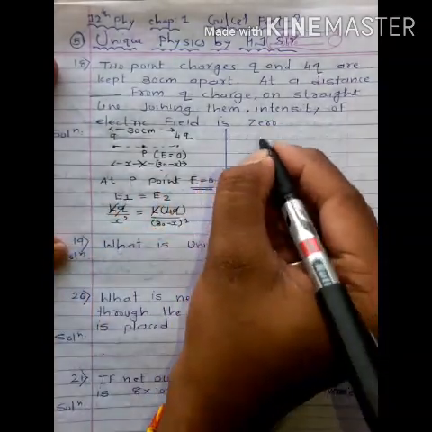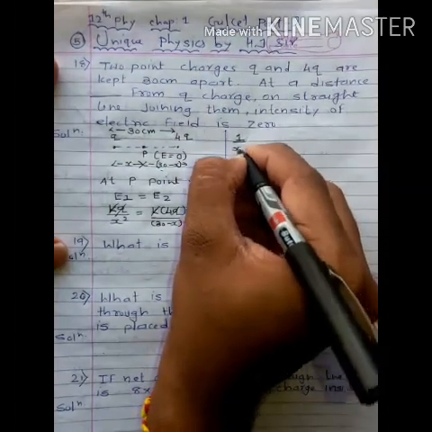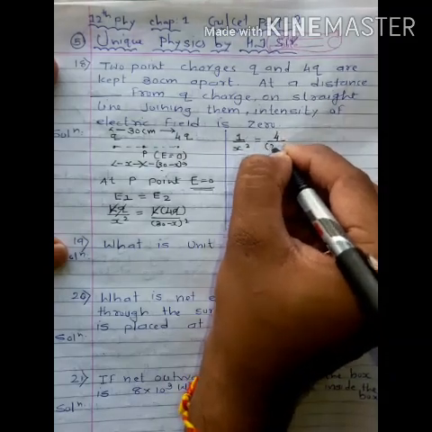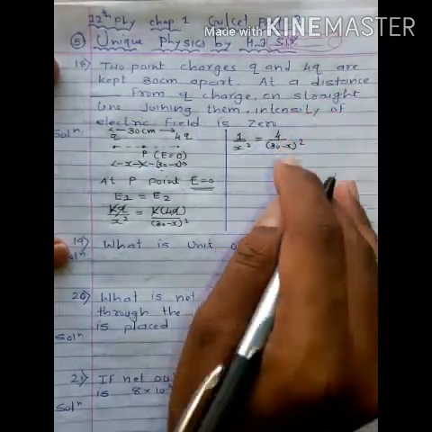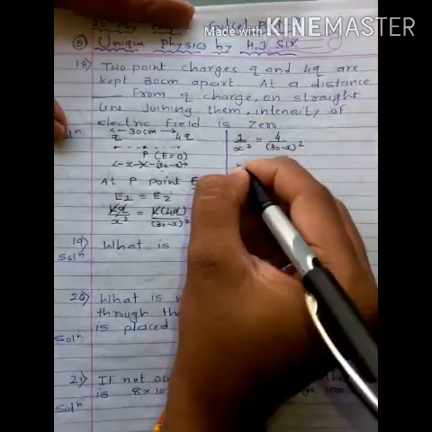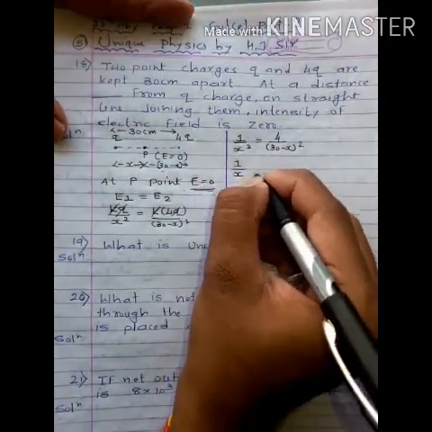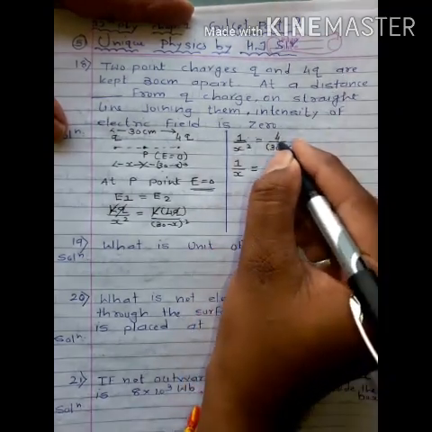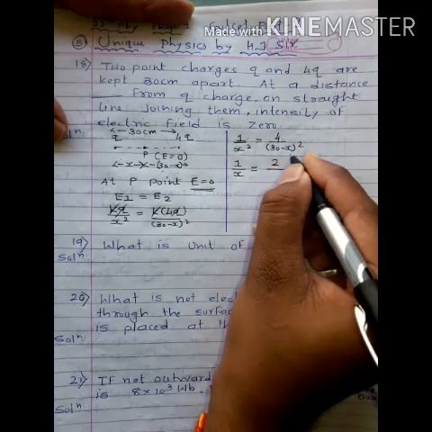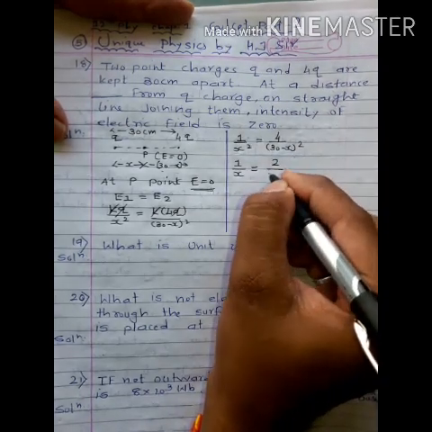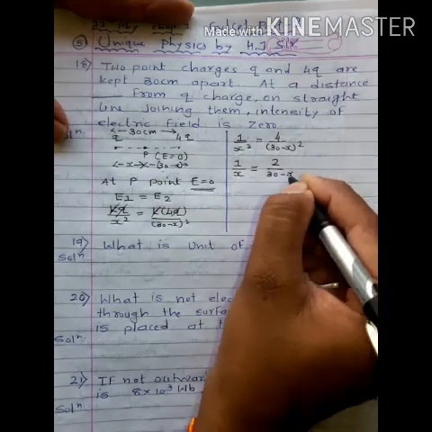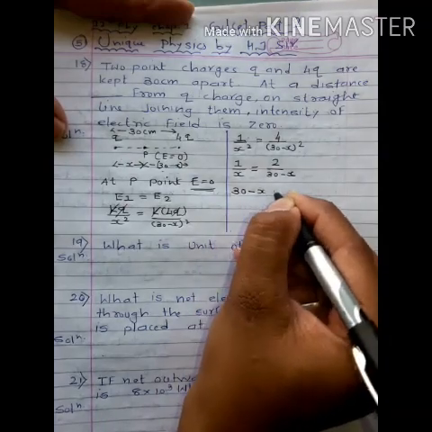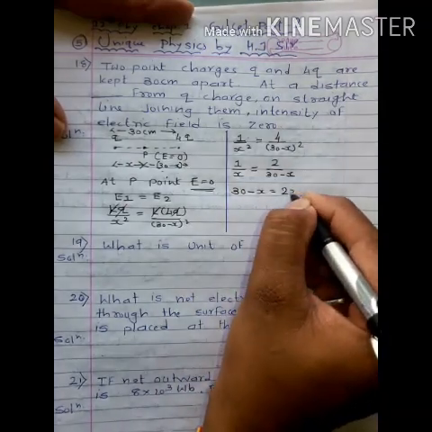So our remaining term is 1 upon x square is equal to 4 upon (30 minus x) square. Taking the square root of this equation, we have 1 upon x is equal to, square root of x square means x, square root of 4 is equal to 2 upon 30 minus x. So the square root of this term is 30 minus x. If we consider cross multiplication, our next step is 30 minus x is equal to 2 into x.